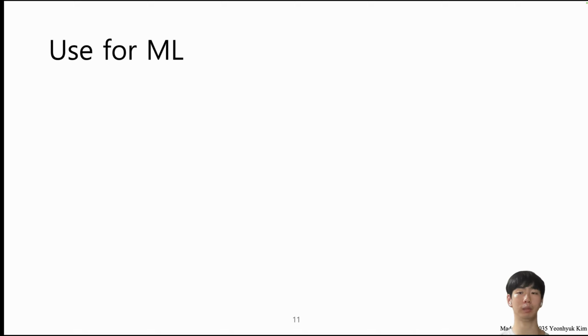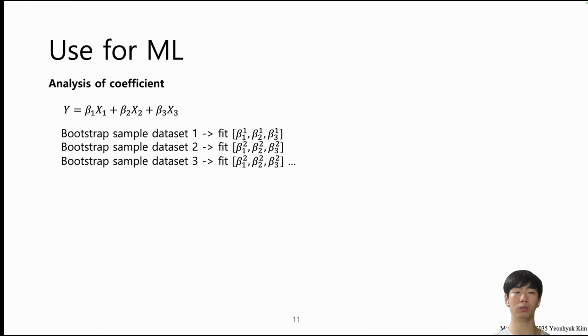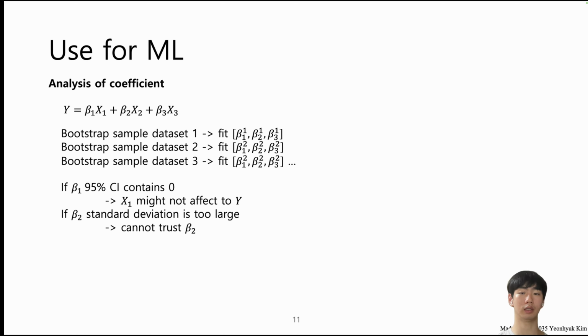Now we have the last topic. How do we use Bootstrap in machine learning? There are many ways, but I want to explain the analysis of coefficients. Let's think we have this linear model with 3 predictors. We resample our dataset and fit beta 1, 2, and 3 for each resampled dataset. After we fit all betas, we can calculate the variance, standard deviation, and confidence interval for each coefficient.